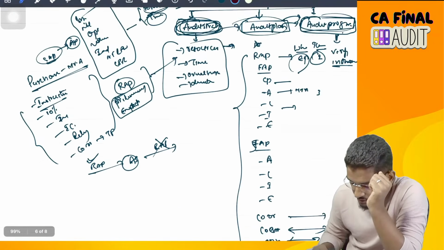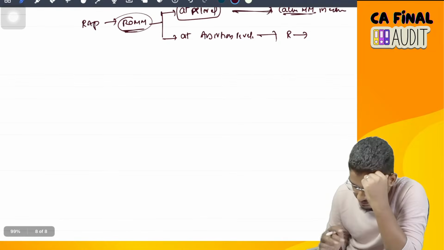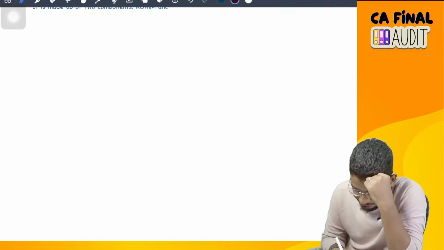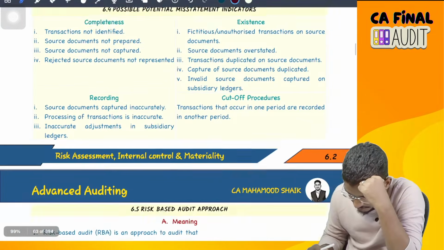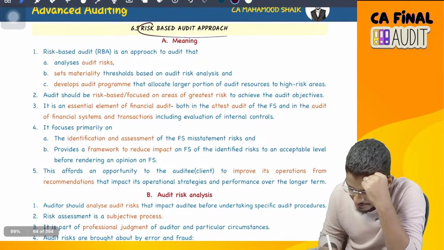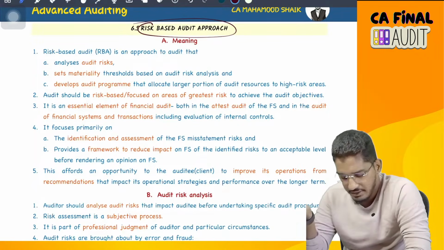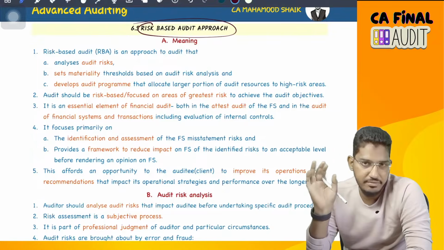Now we will go to the internal control discussion. And one more thing in the risk assessment part, there is one more concept called risk-based audit. So this also we'll try to quickly cover, then we'll proceed with the internal controls. So we have something called the risk-based audit approach. So what is this risk-based audit approach? See, this we already know. Generally, we do a risk-based audit approach only, they are just giving a name for this.